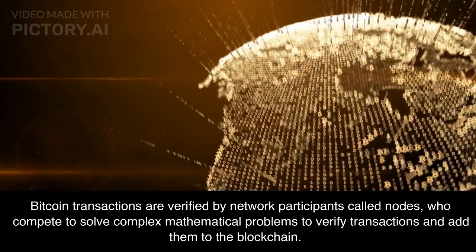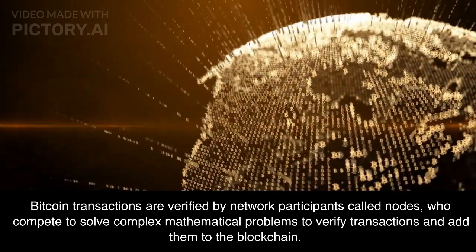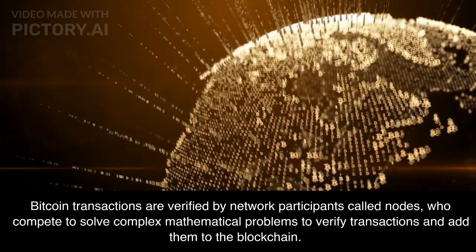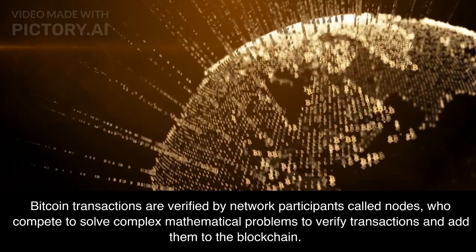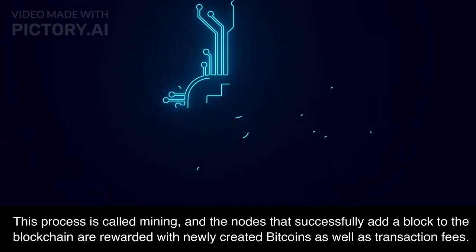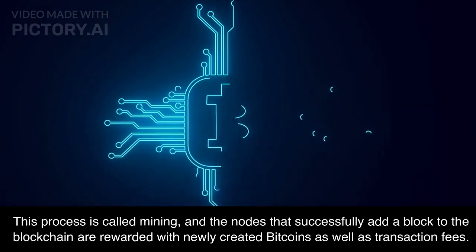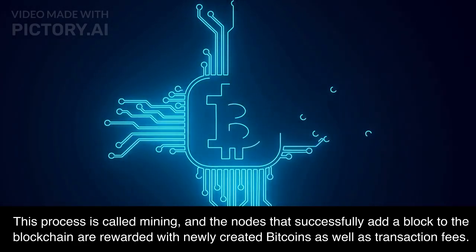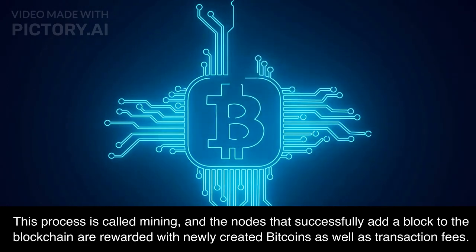Bitcoin transactions are verified by network participants called nodes, who compete to solve complex mathematical problems to verify transactions and add them to the blockchain. This process is called mining, and the nodes that successfully add a block to the blockchain are rewarded with newly created Bitcoins as well as transaction fees.